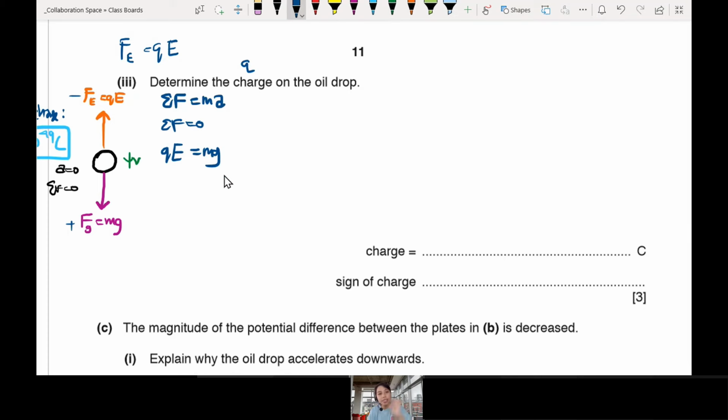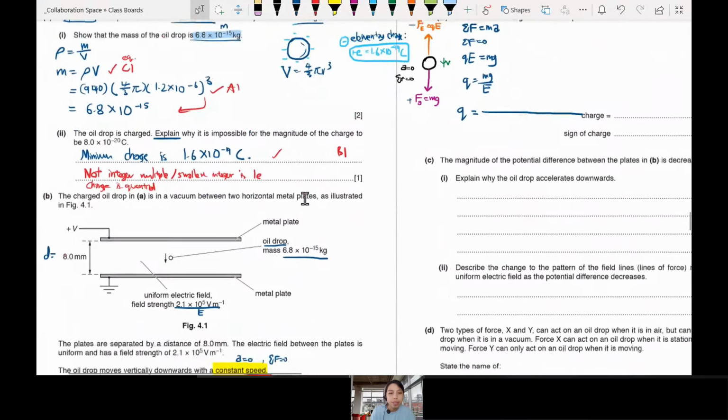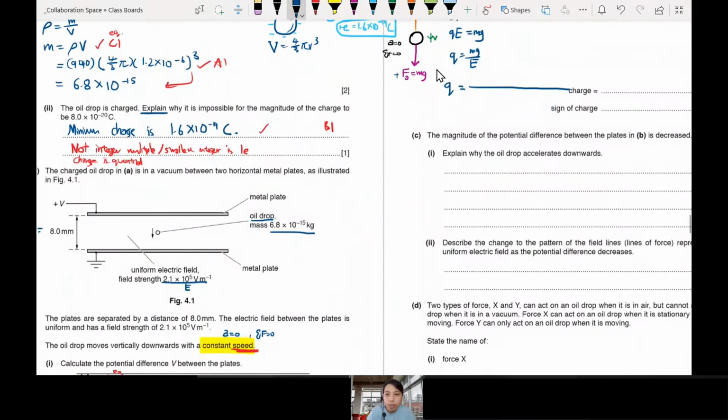Here is where I can find my Q. So then Q equals mg over E. Let's sub in the values. Okay, Q is, what is the m? You can go and find the m. Hang on a second. Mass. Okay, mass is down here, 6.8 times 10 to the negative 15. g is 9.81 and electric field strength is given to us down here. So I'm going to write that, 2.1 times 10 to the 5.